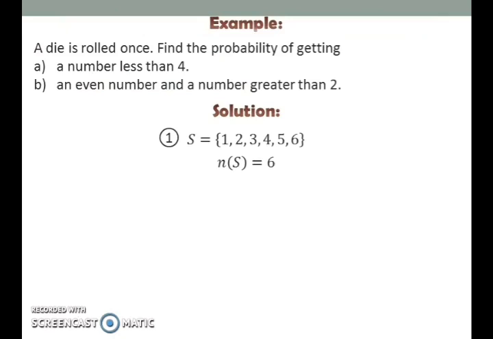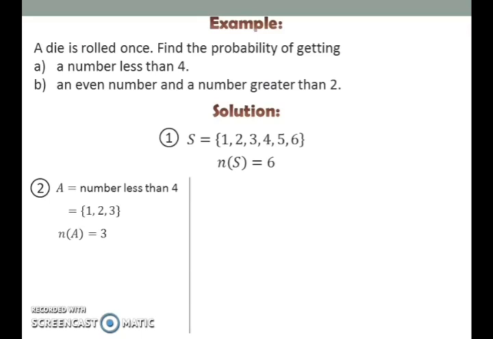The first probability that we want to find is the probability of getting a number less than 4. So define an event A to be the event of getting a number less than 4. From the sample space, the set of event A would be 1, 2, and 3. We can see that there are 3 elements in the set of A. Thus, number of elements in A is 3.